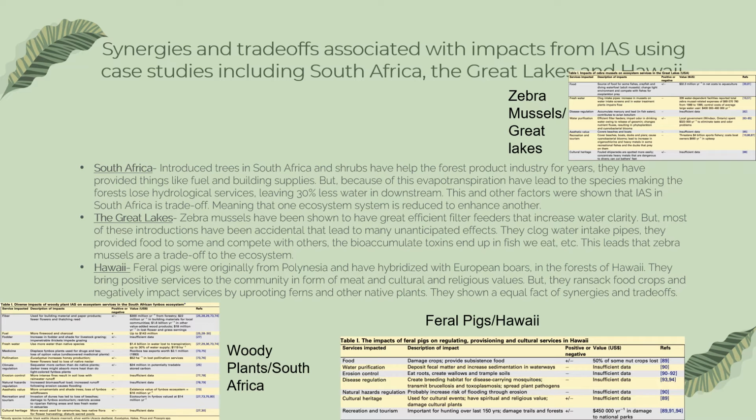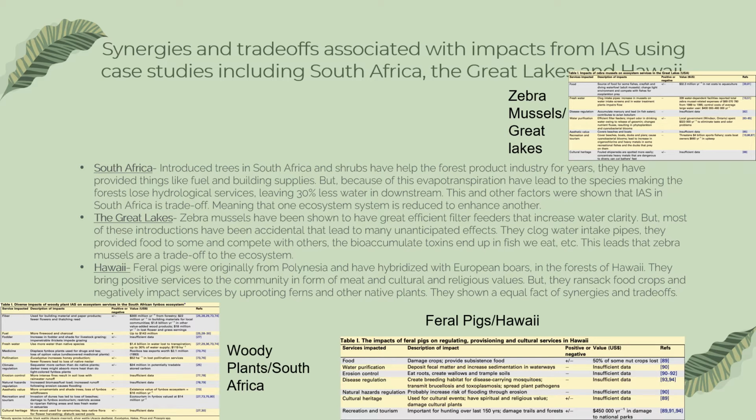In South Africa, introduced trees have provided things like fuel and building supplies, but they have also left 30% less water downstream. So this shows that Africa has trade-offs, and if you look at the chart, there are more things that show that. In the Great Lakes, zebra mussels have shown great potential, but accidentally introducing them has led to unanticipated effects like clogging tanks and toxins being in the fish that we eat. And this leads to them being a trade-off.